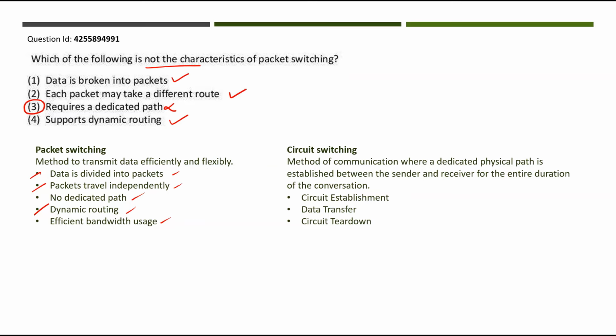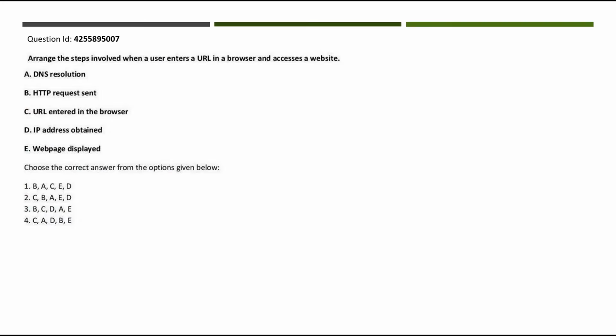So from this question, you can take an idea about both packet switching as well as circuit switching. Circuit switching might help you in some other question paper. Next question, arrange the steps involved when a user enters a URL in a browser and accesses a website. Imagine you are just going to a browser and you are typing www.somewebsite.com. What happens before you see the website's homepage? That's what they ask you.